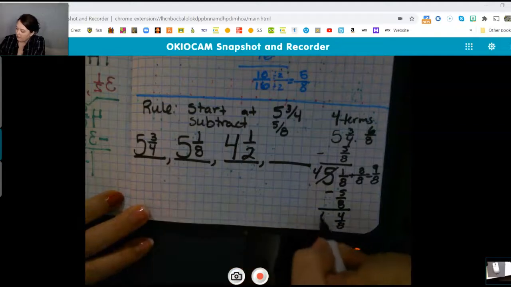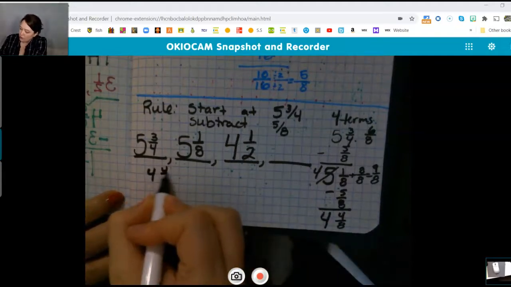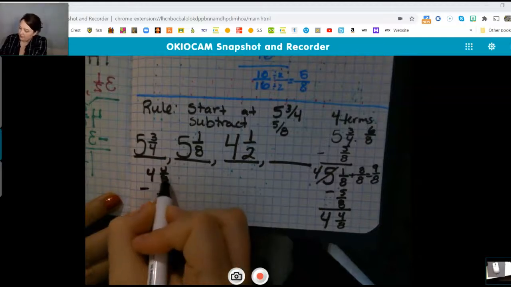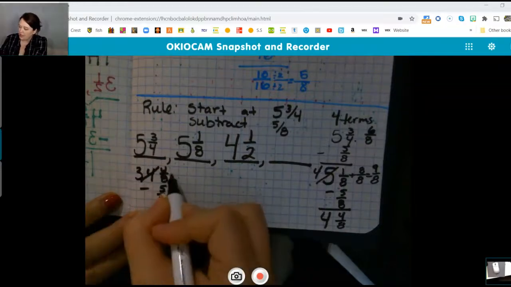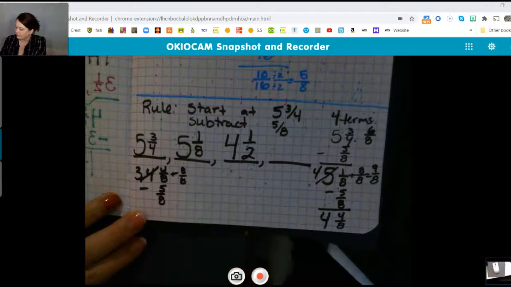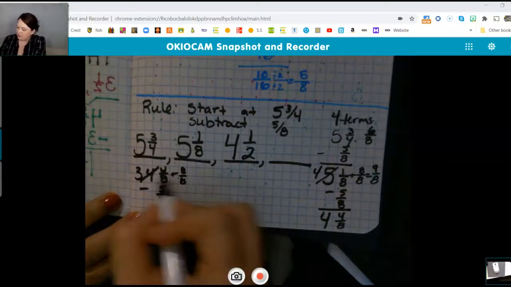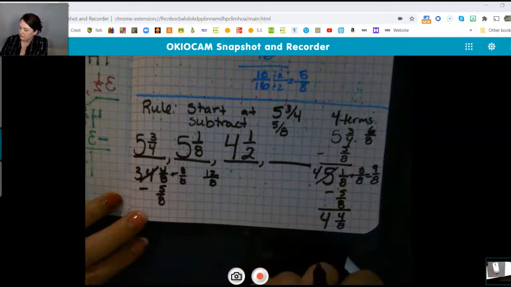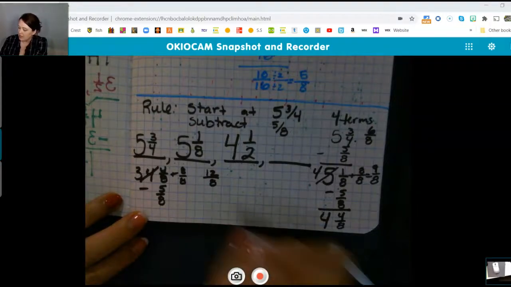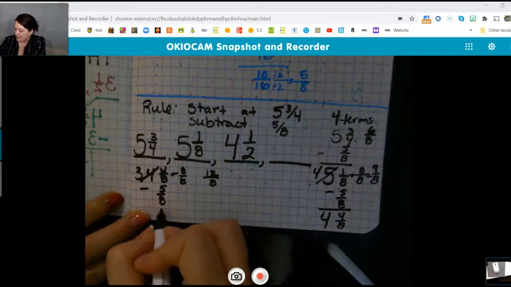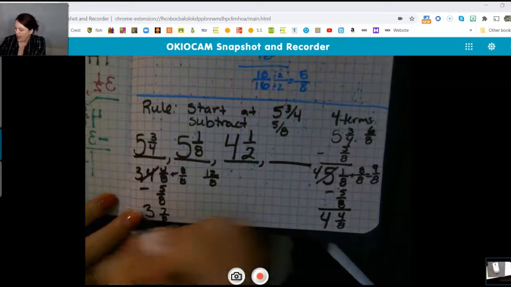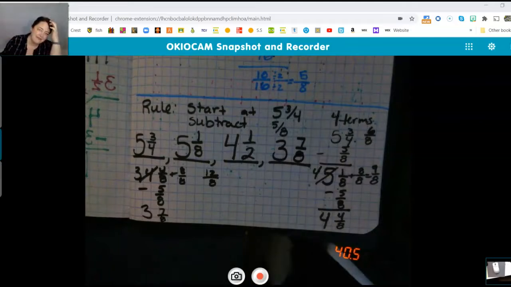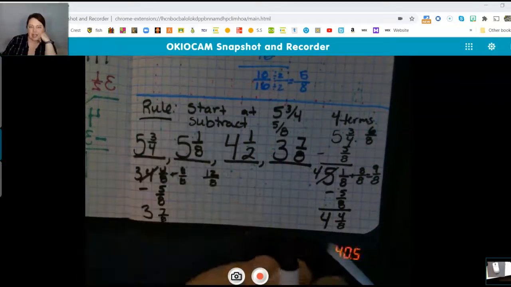So here I'm going to type 4 1/2. All right. 4 4/8 minus 5/8. Borrow from the 4, make it a 3, add 8/8. 8 plus 4, 8, 9, 10, 11, 12 eighths. 12 minus 5 is 7/8. So now I have 3 7/8. So that's how you do the problems that look like that.